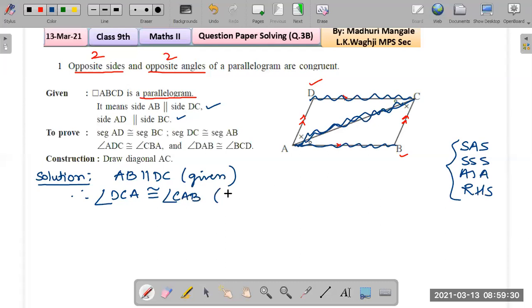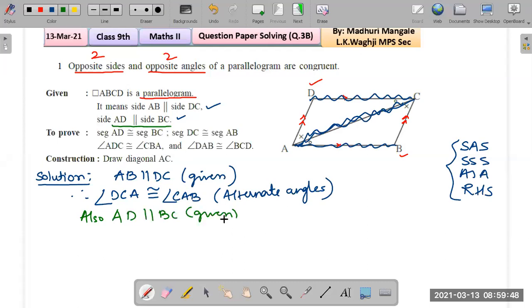That's the reason: alternate angles. In the same way, we will use the second part, that is AD is parallel to BC. So you can also mention AD is parallel to BC. This is again given. Therefore, what can we say? Just check. Which two sides are parallel now? AD is parallel to BC.